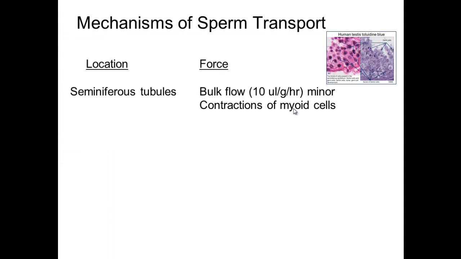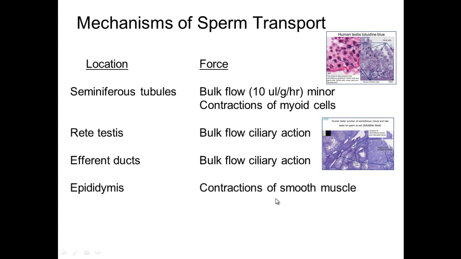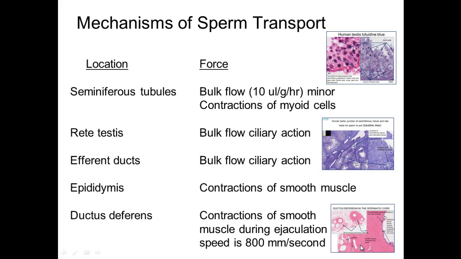Now, how does sperm go through the tract? In the testis, just bulk flow. Maybe some contractions of the myoid cells, but basically the seminiferous tubules produce fluid and just wash the sperm out. Same is true for the rete testis, except the rete testis has one cilium, it's very long. The efferent ducts, there's probably ciliary action and then bulk flow. And then the epididymis is contraction of the smooth muscle, and certainly the contraction of the smooth muscle in the ductus deferens facilitates the movement.